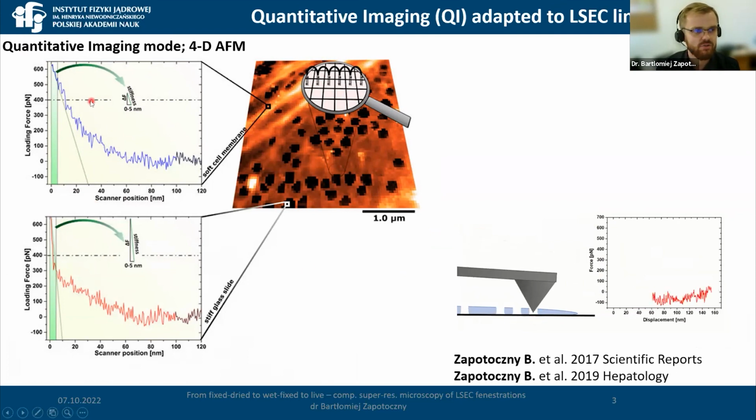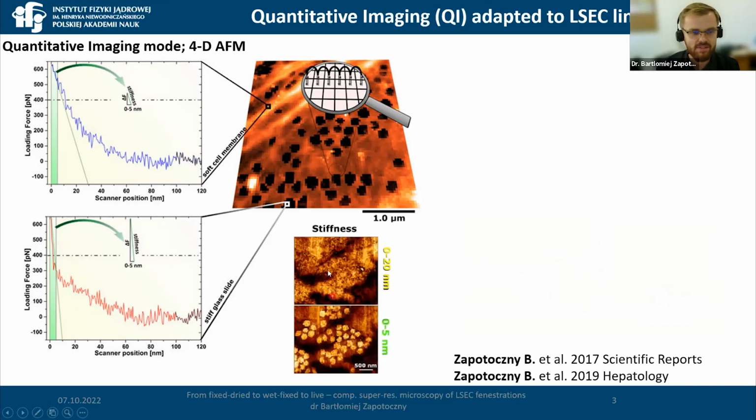So it has like two types of force curves, one which would be really steep and the second which would be less steep, depending on if we see fenestrations or not. So as you could see, depending on how deep you calculate the stiffness, you can lose the signal or you can reach the great contrast between the glass slide and fenestrations.